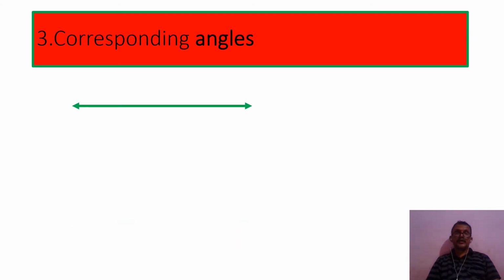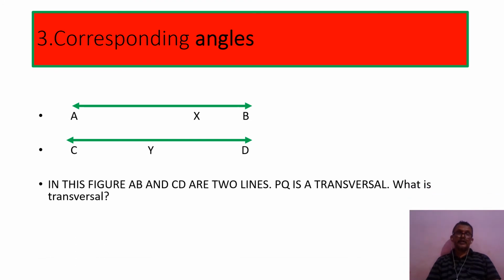So now corresponding angles. See here, AB and CD are two lines cut by a line PQ at X and Y. Here PQ is called a transversal. A transversal is a line which cuts two different lines at different points.